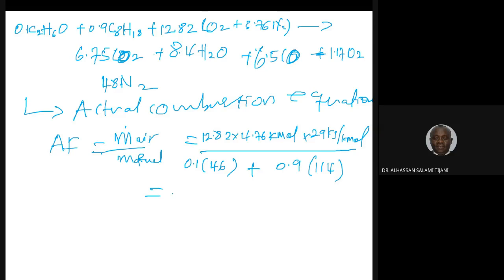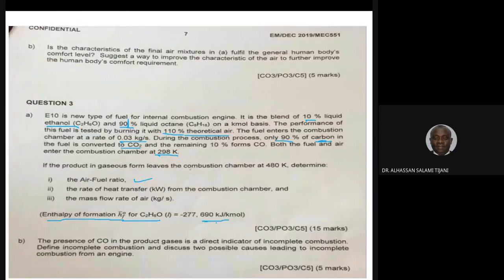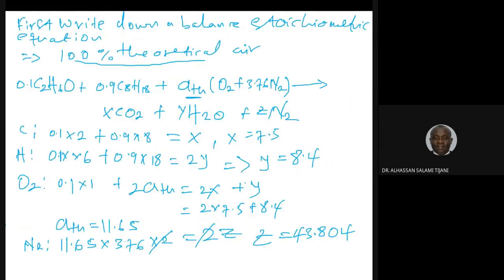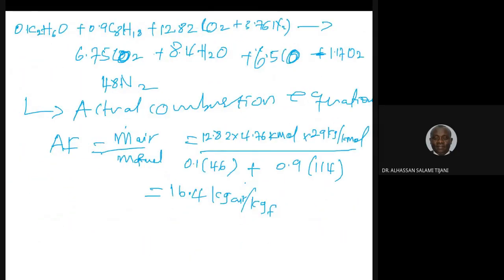gives me 16.4 kilogram of air per kilogram of fuel. Okay, so that's the important thing we have already determined. Now the next question is to find the rate of heat transfer from the combustion chamber. Okay, so rate of heat transfer from the combustion chamber, we need to determine H.